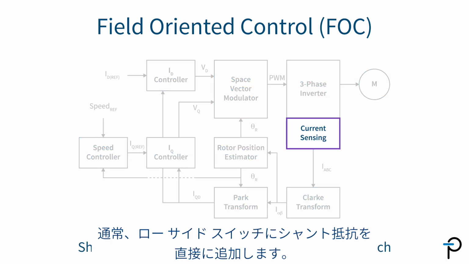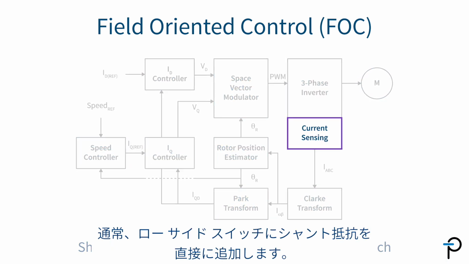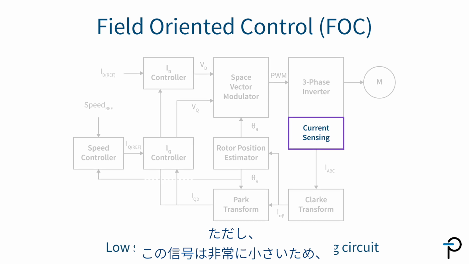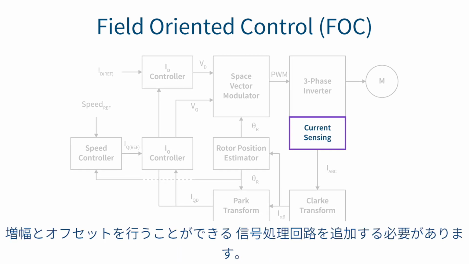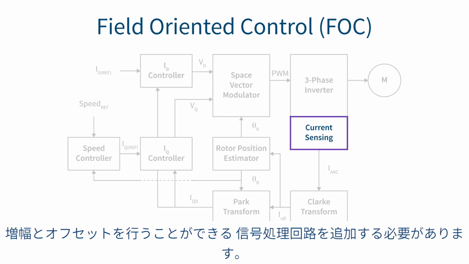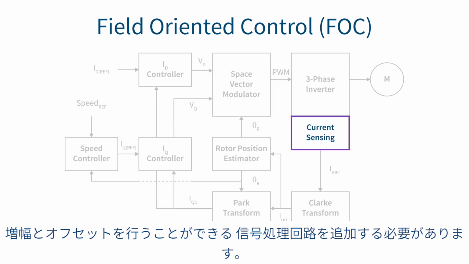Normally, you add a shunt resistor in series with the low side switch. However, this signal will be very small, so you would need to add a signal processing circuit that will provide amplification and offset. Now here's the exciting part.